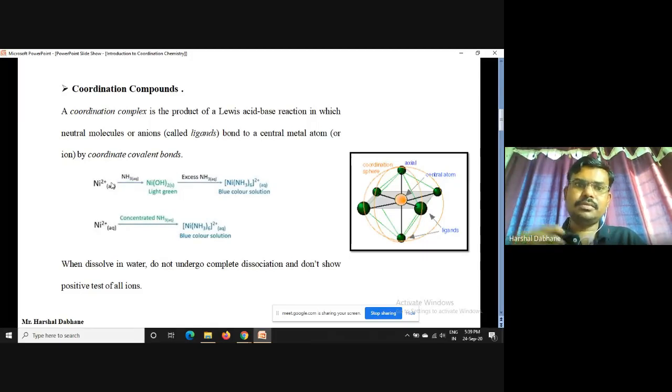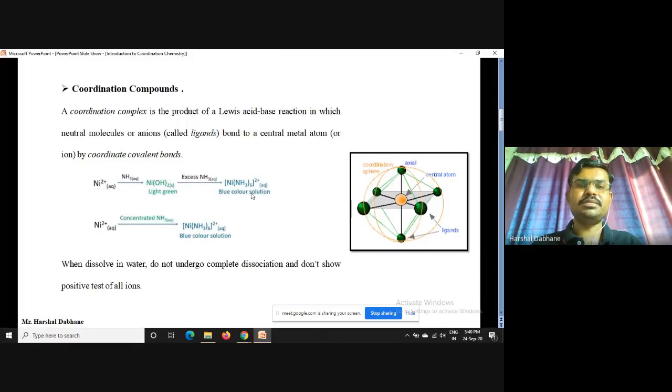See here, in the first interaction we got nickel hydroxide, which has a light green color, and when we add excess ammonia into it, we get hexaamminenickel(II), which is a blue solution. After freezing, we get the precipitate of this one.